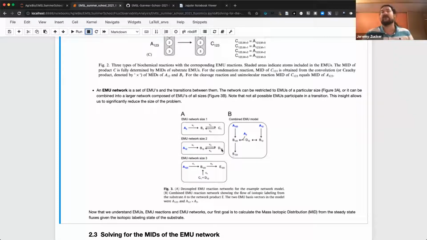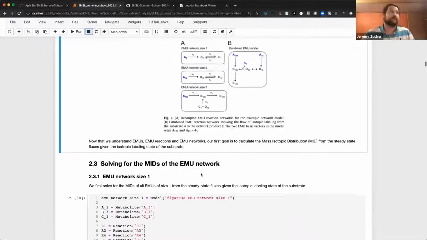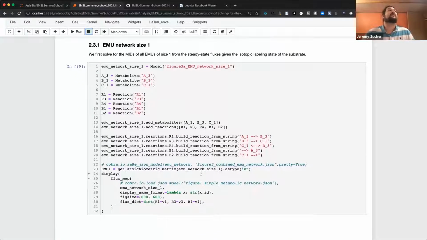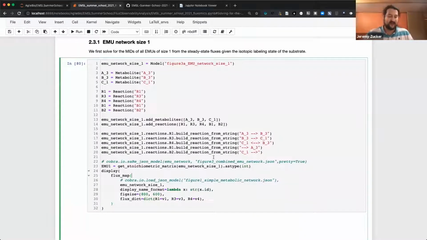But we're going to stick with, at least initially, these EMU size specific networks, because they're going to help us calculate the MIDs of all of the EMUs. So how does that work? So we first solve for the MIDs of all EMUs of size 1 from the steady state fluxes, given the isotopic labeling state of the substrate. So let's just go ahead and take a look at what EMU network size 1 looks like.